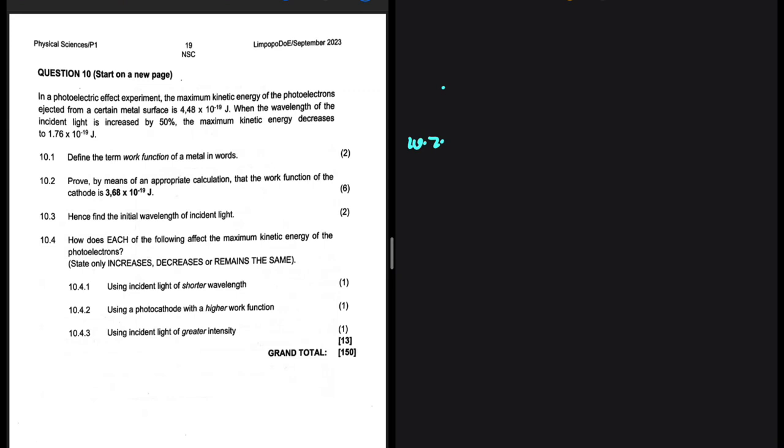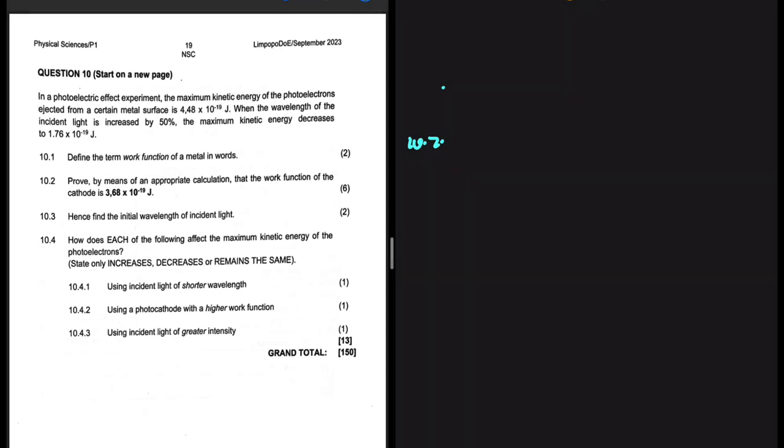What's happening here? Let's look at our equation statement. In a photoelectric effect experiment, the maximum kinetic energy of the photoelectrons ejected from a certain metal surface is 4.48 times 10 to the minus 19 joules. When the wavelength of the incident light is increased by 50%, the maximum kinetic energy decreases to 1.76 times 10 to the minus 19 joules. So let's go ahead and look at our situation.